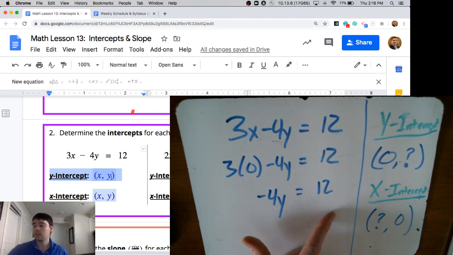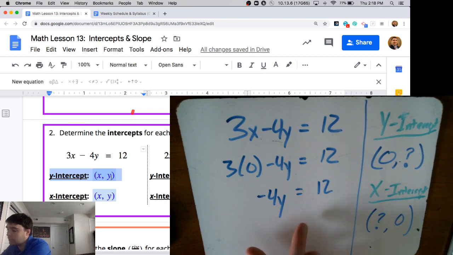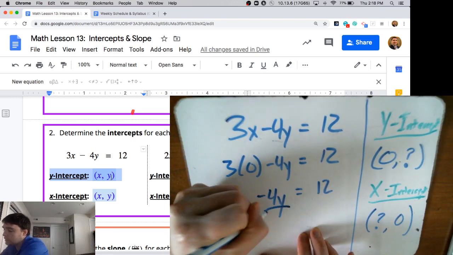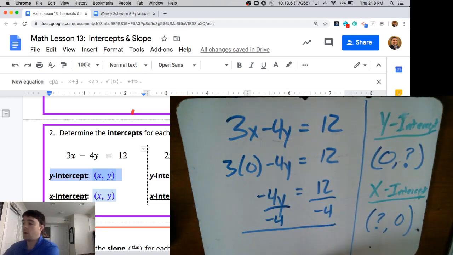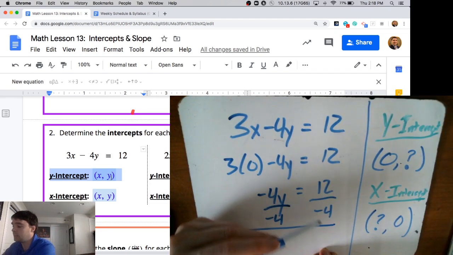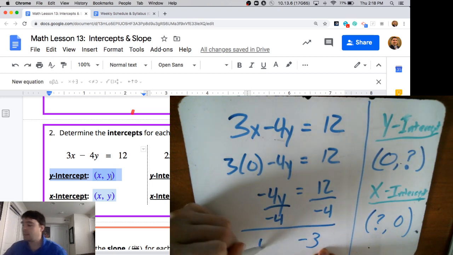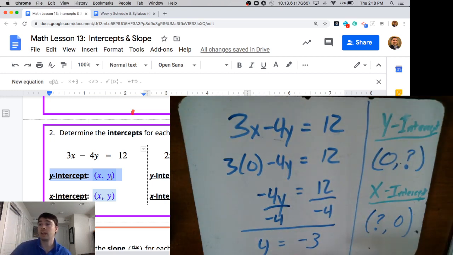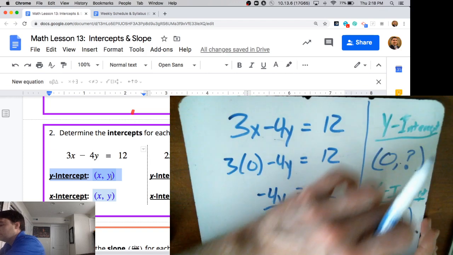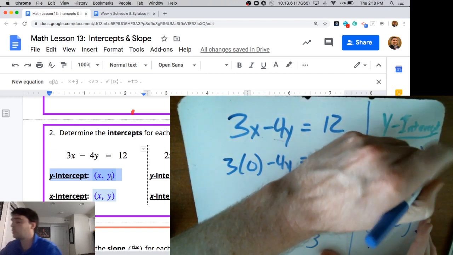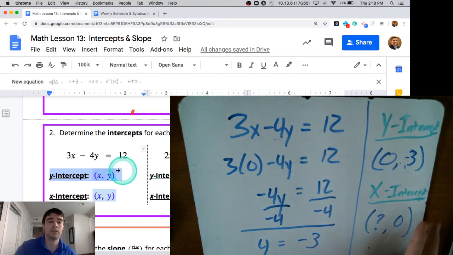If you think back with Mr. Neville last year peeling the onion, I want to get rid of that multiplied by negative 4. So I'm going to divide by negative 4 on both sides of the equation. A positive divided by a negative gives us a negative. And that tells us y needs to be equal to negative 3 if the x value were 0. So for this problem, our y-intercept now we know is 0 and negative 3.